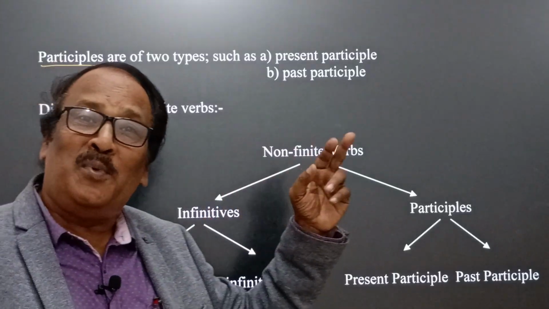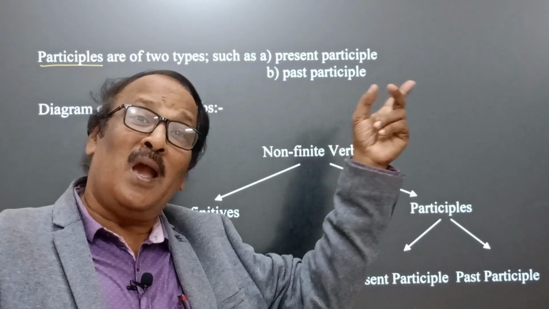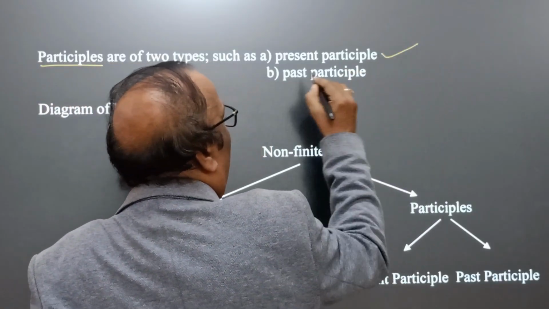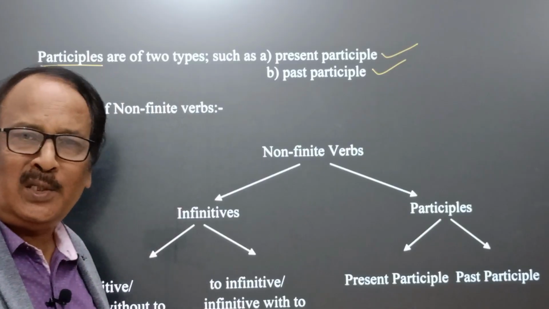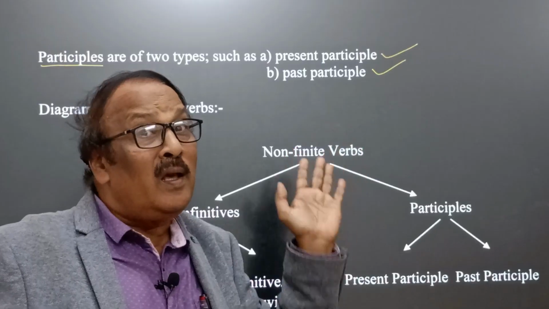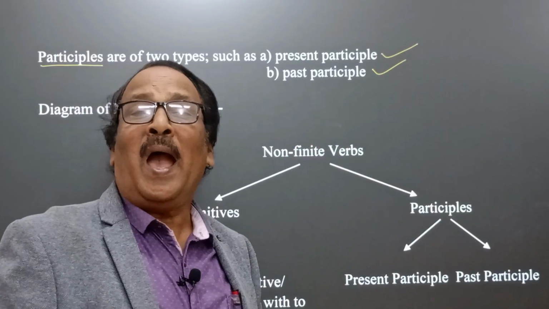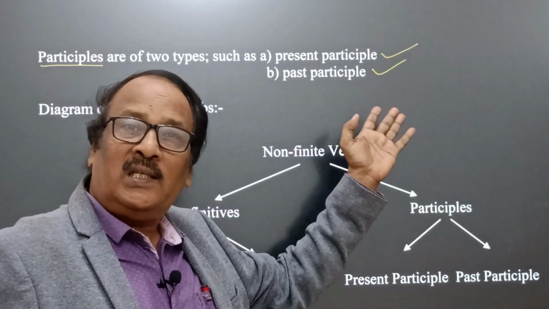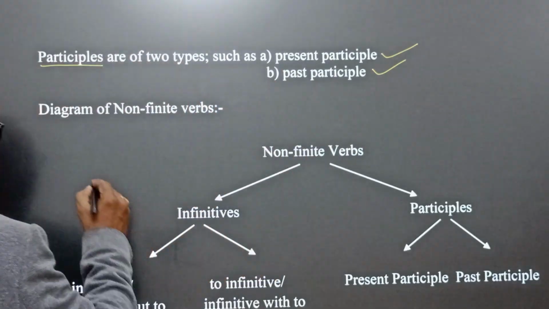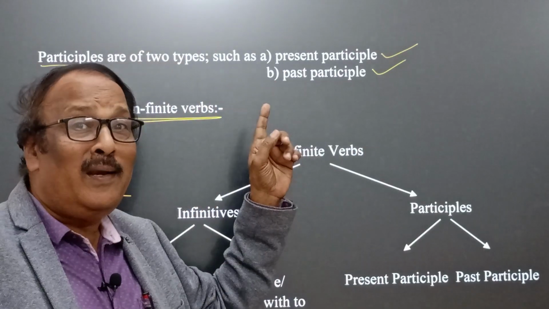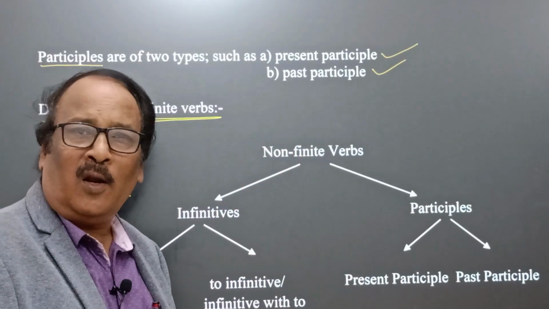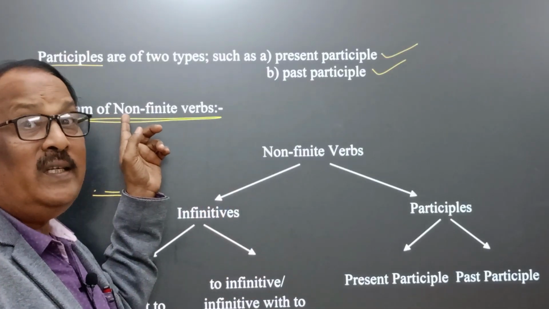Participles are also of two types, as we have discussed in earlier classes: present participle and past participle. These participles also don't express tense. They are only used after a finite verb, and that's why participles are also called non-finite verbs. Now see the diagram of non-finite verbs. You can easily know about the different types of non-finite verbs if we go through this diagram.